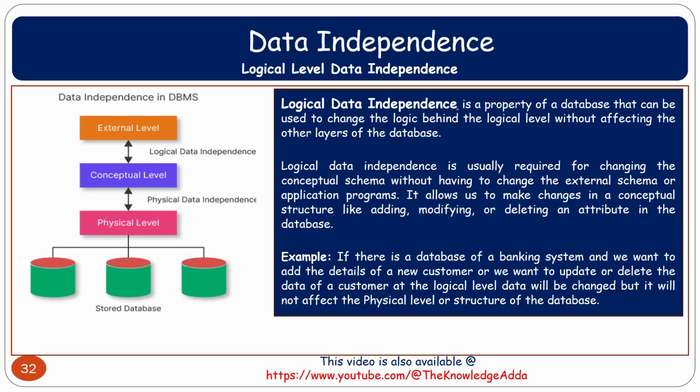Logical data independence is a property of a database that can be used to change the logic behind the logical level without affecting the other layers. Means here we can make changes without affecting the external level and physical level. So logical data independence is usually required for changing the conceptual schema without having to change the external schema or application program. It allows us to make changes in a conceptual structure like adding, modifying and deleting attributes in the database. Okay.